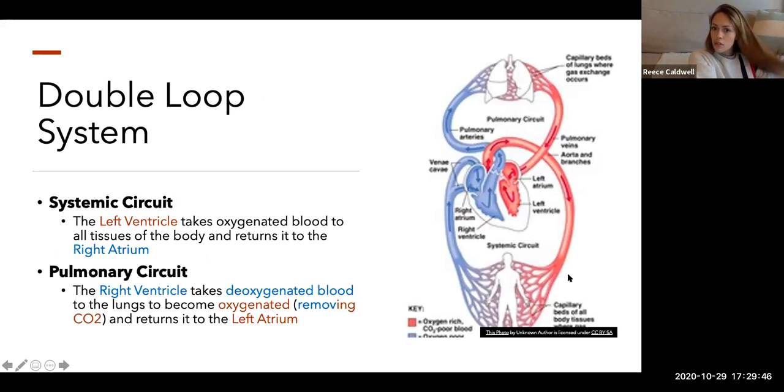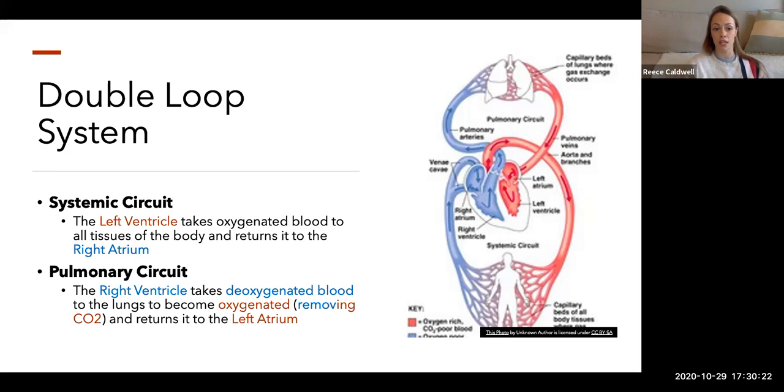So the whole circulatory system can be categorized as this double loop system. We have the systemic circuit and the pulmonary circuit. And this slide makes it sound really complicated, but it's really not. All it's saying is that the systemic circuit is the process of blood leaving the left ventricle, going to the tissues of the body and being returned to the right atrium. That's the systemic circuit, blood going to our system. And then we have the pulmonary circuit, which is just saying blood going from the right ventricle to the lungs and back to the left atrium.